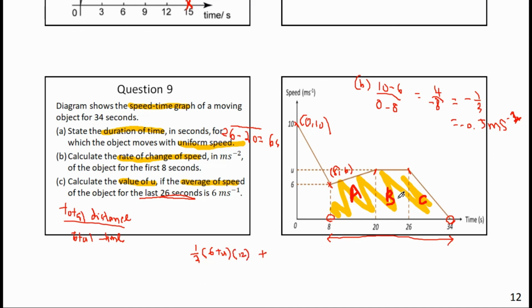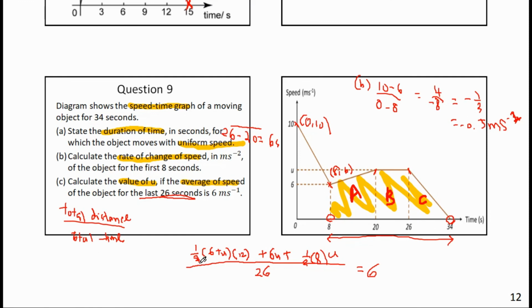plus area of B. This is a rectangle. So 6 times U, 6U, plus this is a triangle. So half times the base here, 34 minus 26, which is 8, times height U. Okay, so this is the total distance divided by total time. Total time is 26 seconds, equals to average speed, equals 6. Okay, then you just solve this one.